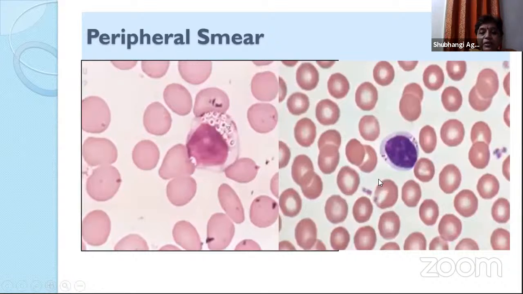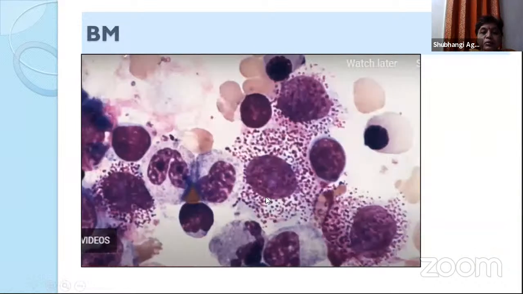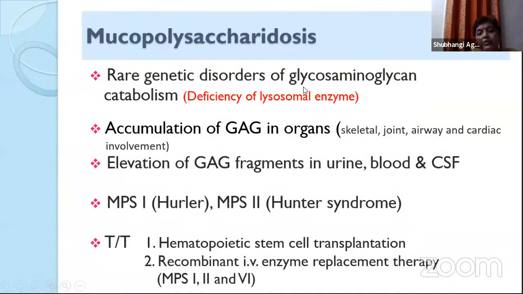So the bone marrow aspirate was carried out, and the bone marrow aspirate showed large cells with these granules in the cells. So this is a case of mucopolysaccharidosis due to accumulation of glycosaminoglycan in the cells. These granules or inclusion-like things are the substance which is accumulated in the cells. Mucopolysaccharidoses are rare genetic disorders of glycosaminoglycan catabolism due to deficiency of lysosomal enzymes.